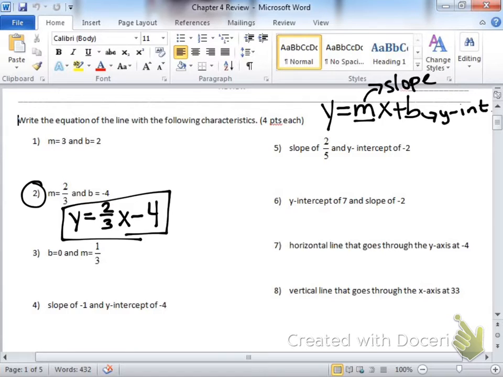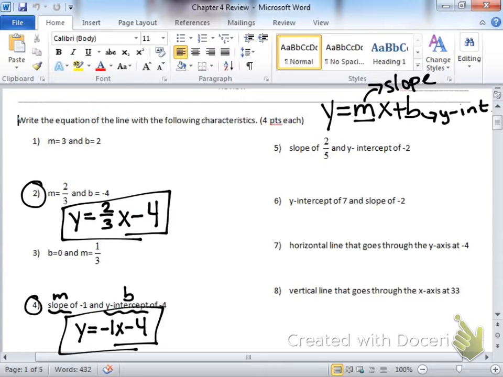Same thing on number 4, but now they actually give it to me in what it actually is, not the letter that we use to nickname it. So the slope, that's my m, and the y-intercept, that's my b, and then we're doing the same thing. So y equals -1x, that's the m, plus the b, well the b is a negative, so we're just going to put -4. Now if you want to clean this one up a little bit, you can. You could just put y equals -x minus 4, that's the same thing. Either one's fine.